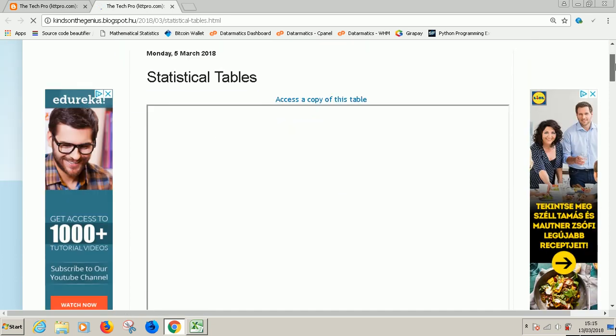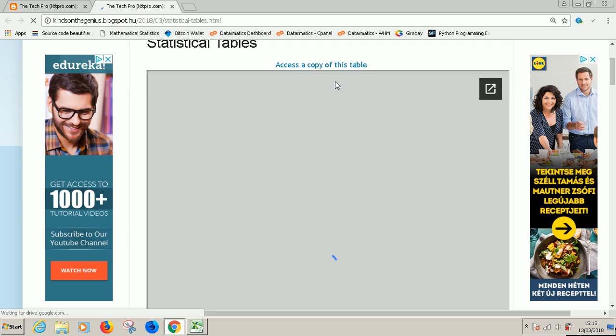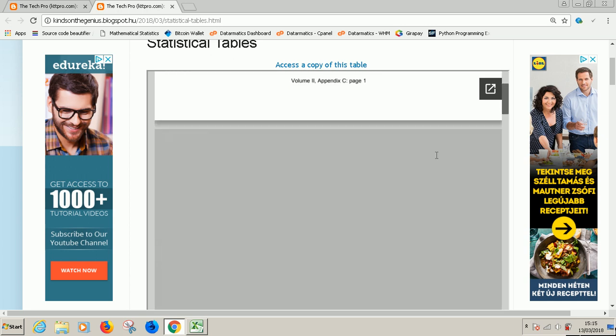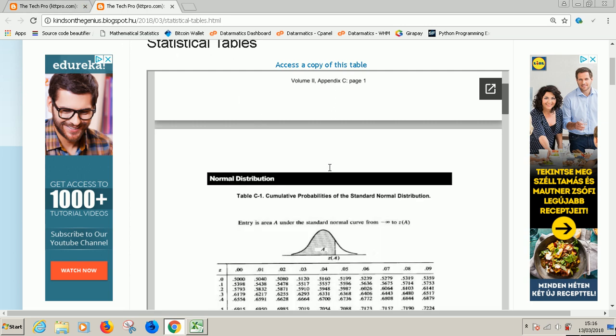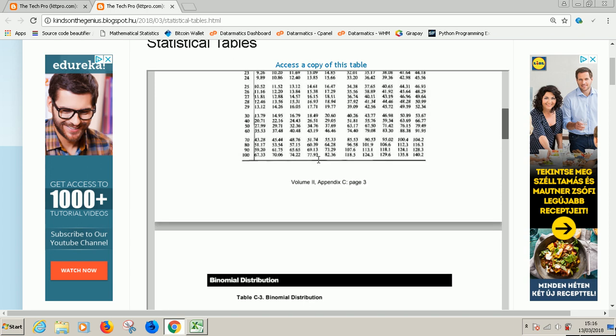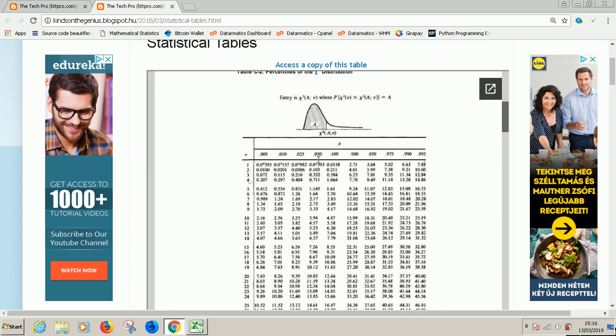You can get a copy of this table by accessing it from here. You can download it to your system, but I like opening it side by side with the problem I'm solving. So this is a table of percentiles of the chi-square distribution. We have degree of freedom to be 5, and we have 0.05.